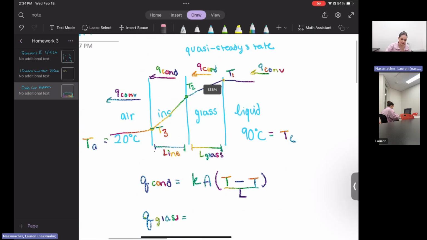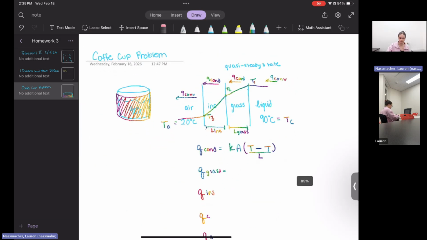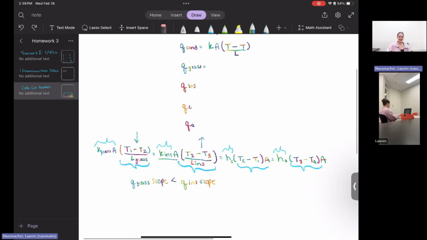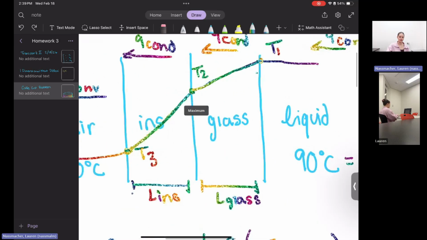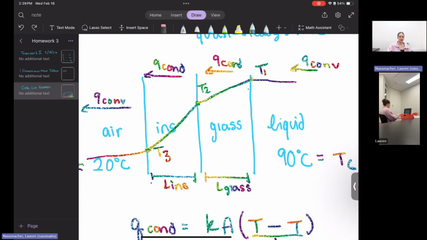And that is evident in our temperature profile, where the slope right here is not as steep as our insulation. So overall, assuming quasi-steady state conditions, in this scenario, we can assume that this is the general temperature profile of insulation and glass.